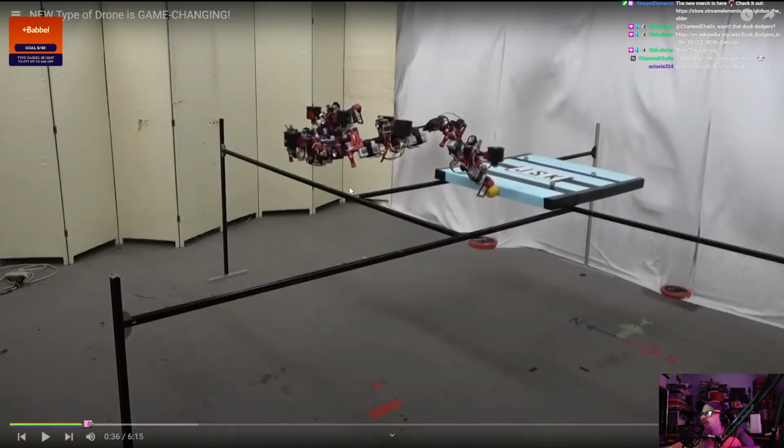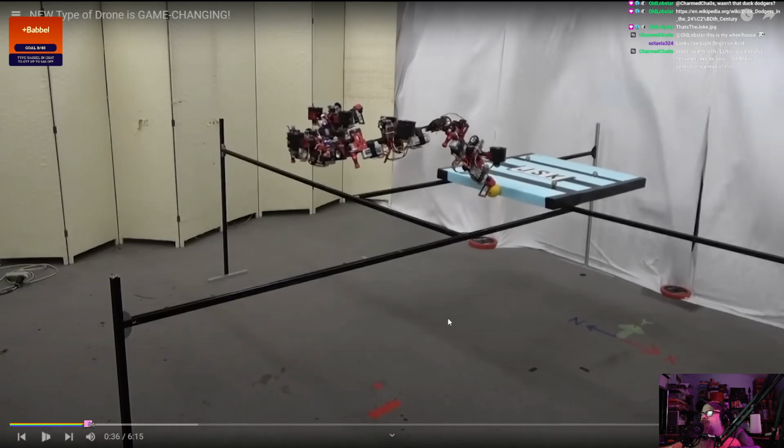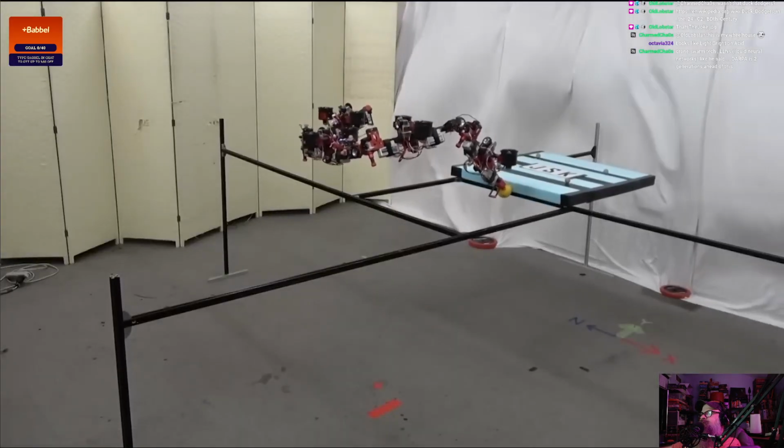If you can't tell what this is, it's six flying drones that have connected themselves together and are pushing this along this track. Imagine what an advanced Dragon drone would look like.